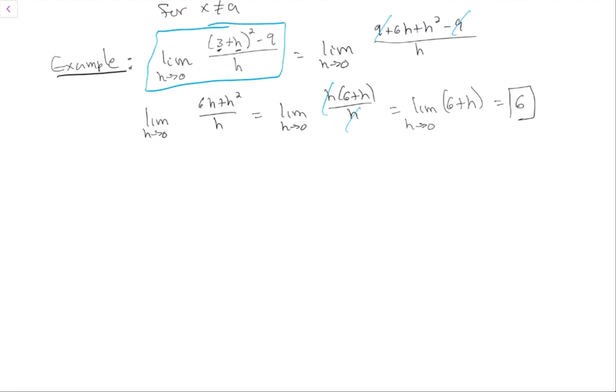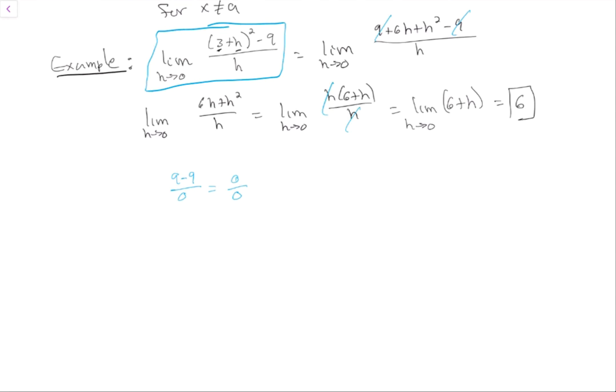If I plug h equals 0 in right in the very beginning, notice what's going to happen. In the numerator, I'm going to get 9 minus 9. In the denominator, I'm going to get 0. So I have 0 over 0 in this case. Now, something we might do is incorrectly think that 0 over 0 is 1, and that is most definitely not the case. And in fact, in this case, 0 over 0 approaches 6.